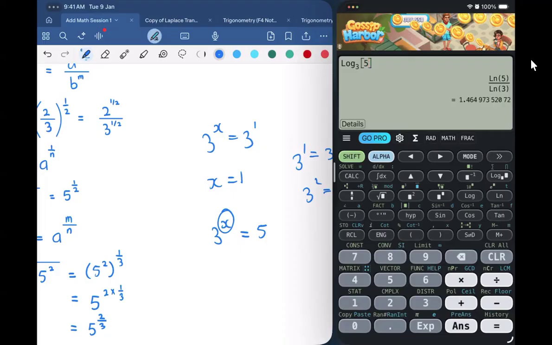But wait, it gets really cool. Check this out. I'm going to store this value. So shift store, right. Okay, so Shay, if the answer is correct, if 1.4649735207 is correct, then 3 to that power is supposed to give me what? If the answer is 1.464973 whatever, then 3 to that power is supposed to give me what? 5. 5, right?